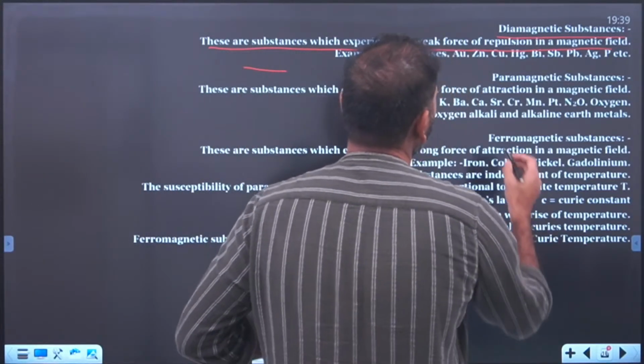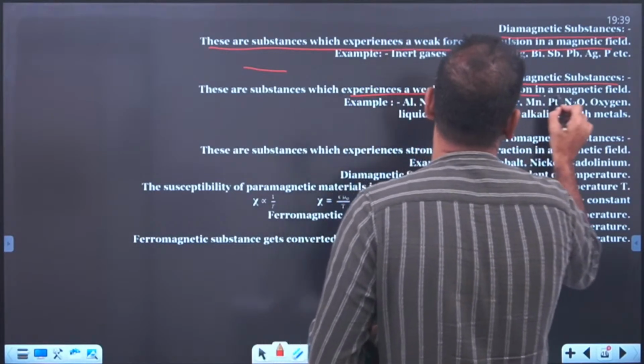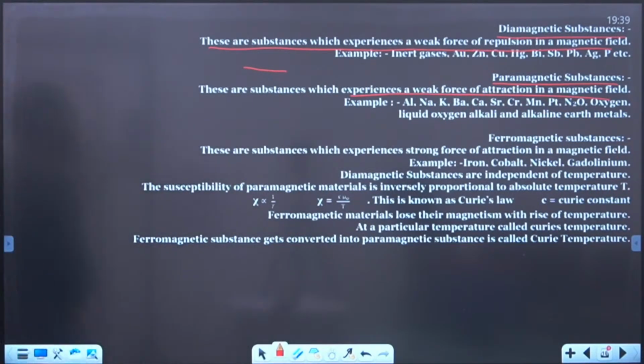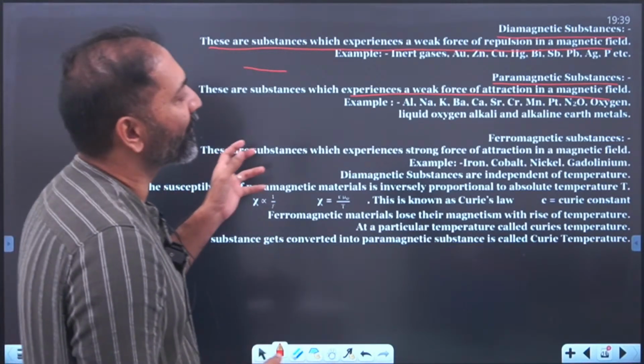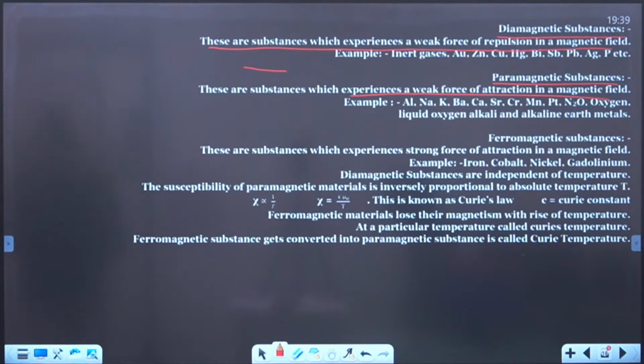Next is paramagnetic substances. These are substances which experience a weak force of attraction in a magnetic field. If a substance experiences what? Weak force of attraction in a magnetic field, paramagnetic. Please note down that.